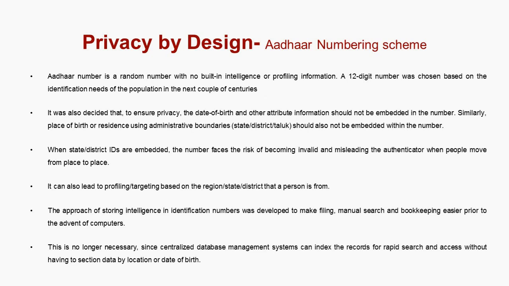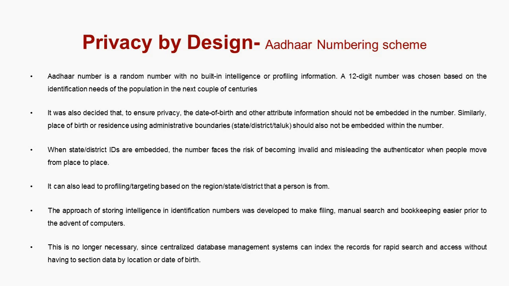Aadhaar numbering scheme. Aadhaar number is a random number with no built-in intelligence or profiling information. A 12-digit number was chosen based on the identification need of the population in the next couple of centuries. It was also decided that to ensure privacy, the date of birth and other attributes information should not be embedded in the number. Similarly, place of birth or residence using administrative boundaries, state, district, and taluk should also not be embedded within the number.